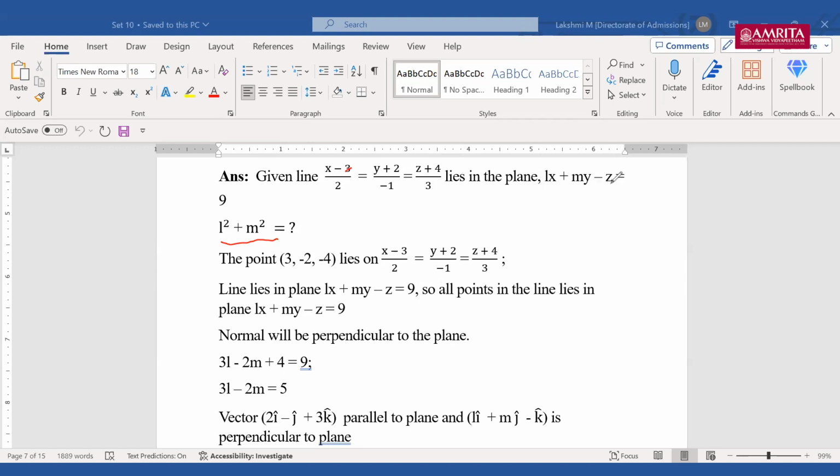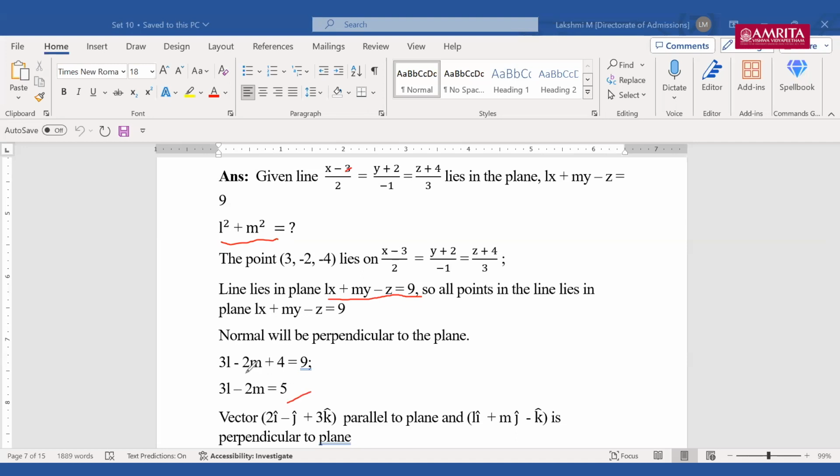And the line is lying on the plane and the equation of the plane is given, Lx plus My minus Z equal to 9. So all the points in the line lie in the plane. That's the basic idea. So you'll be able to rewrite this as 3L minus 2M plus 4 is equal to 9. So you got the first equation, right?